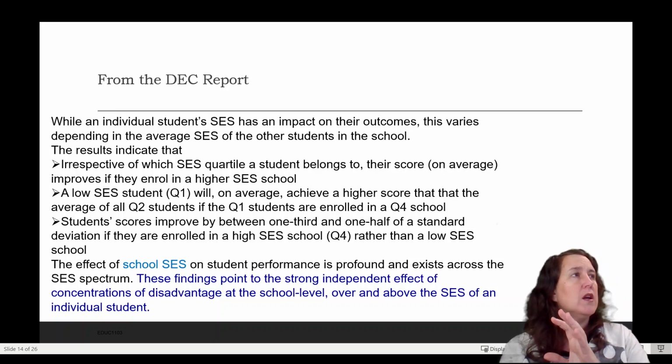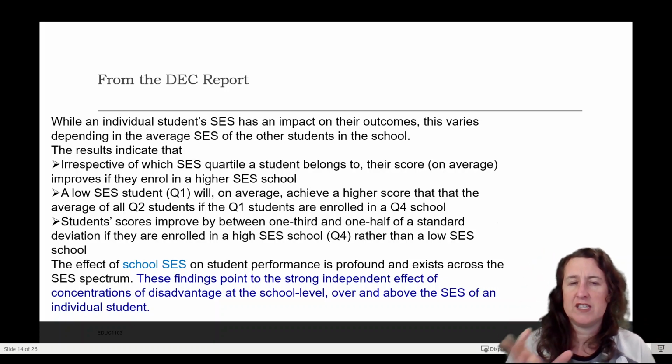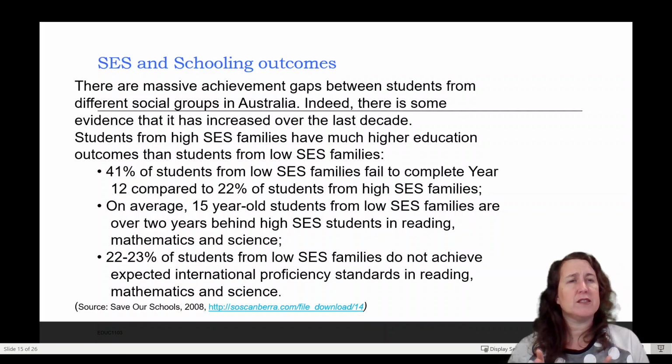Now, this was a department report. This is not some left-wing organisation. This is actually the New South Wales Department of Education and Communities' investigation into the findings within its own schools. And so it highlights the fact that there are massive achievement gaps between students from different social groups in Australia. And there's some evidence that this gap has increased over the last decade.